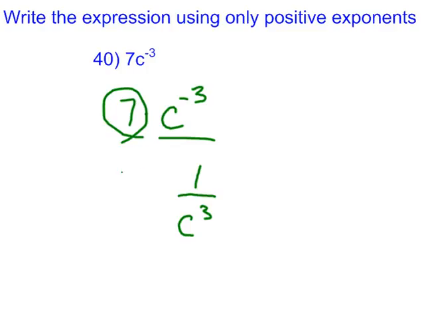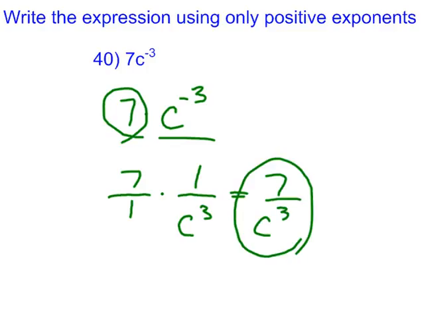Number 40, we're going to break into pieces. This is actually saying 7 times c to the negative 3rd. Using that formula that we just wrote, a to the negative n is equal to 1 over a to the positive n, we can take this c to the negative 3rd power and write it as 1 over c to the 3rd. But then we still have to multiply it by 7, and to multiply 7 times a fraction, we have to make it a fraction, so we put it over 1. Then multiplying across, 7 times 1 is 7, and 1 times c to the 3rd is c to the 3rd. So our answer is 7 over c to the 3rd.